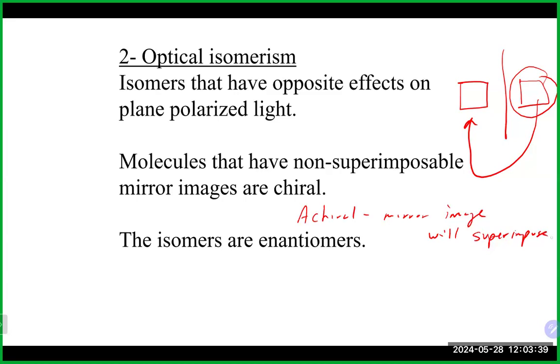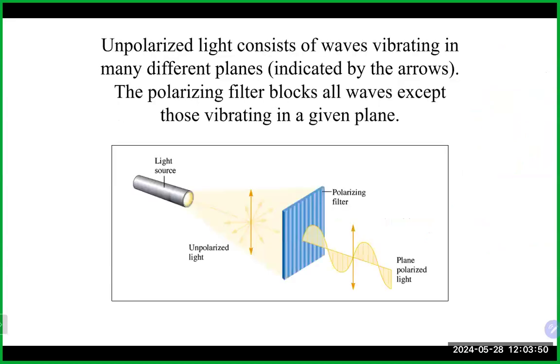So if you have something that's considered an achiral molecule, you put it in the mirror and pull out that mirror image, you can rotate it in a way that it will fit perfectly on top of the original. And when we look at polarized light, we have light going in two directions.